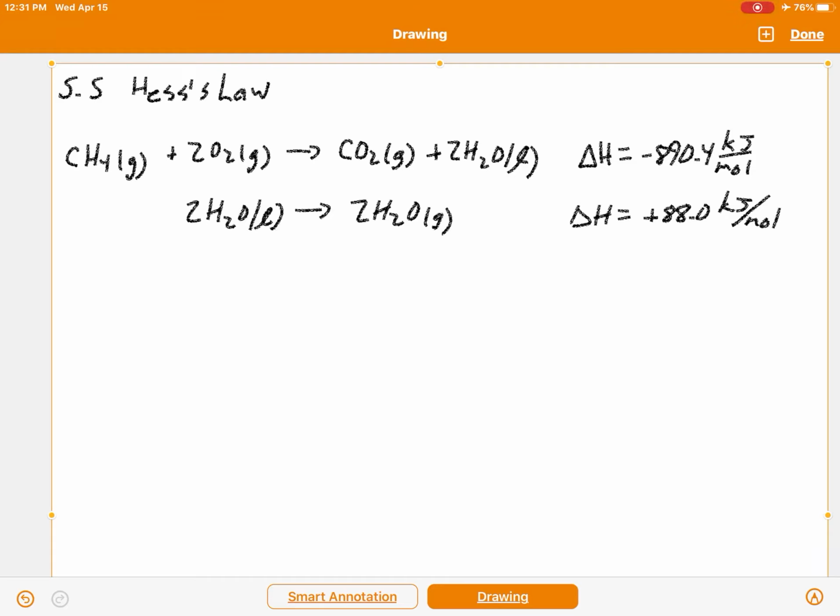This is section 5.5, which is called Hess's Law. So now what we're going to do is look at a particular type of problem involving the addition of chemical reactions. The idea here is the following.